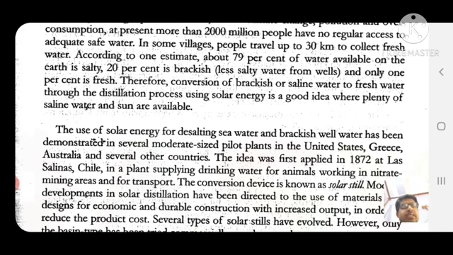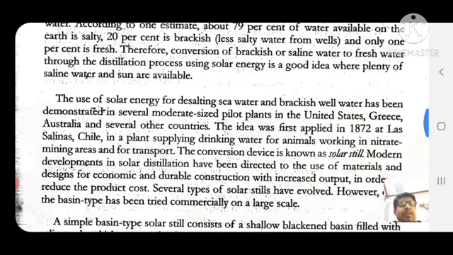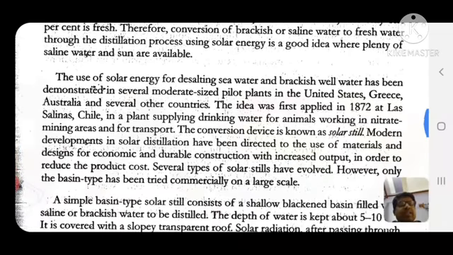According to one estimate, about 79% of water available on the earth is salty and 20% is brackish, meaning less salty water from wells, and only 1% is fresh. Therefore, conversion of brackish or saline water to fresh water through the distillation process using solar energy is a good idea where plenty of saline water and sun are available.